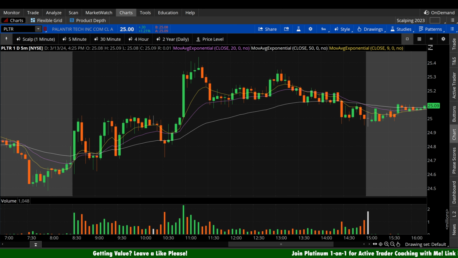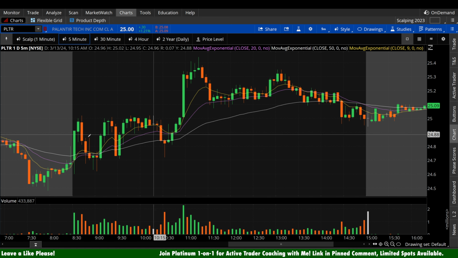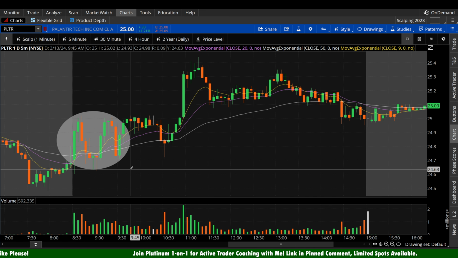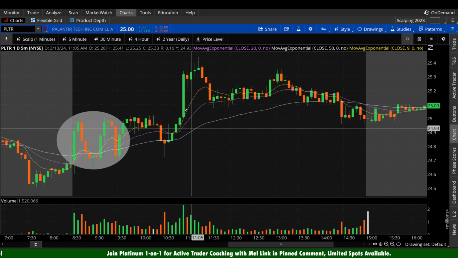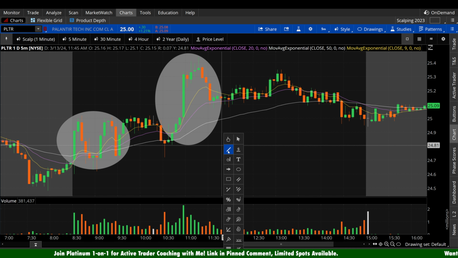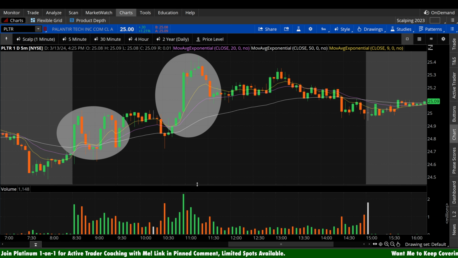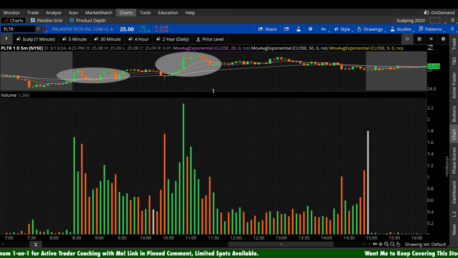But number one, they have to be outside of the context of what is typically expected at that time of day on an average day. Okay, so the obvious moves that I want to look at more so are this back and forth, and then this upside move compared to the fade that followed. Those are really the only two that I'm very much so intrigued by on Palantir today. So let's start from left to right.